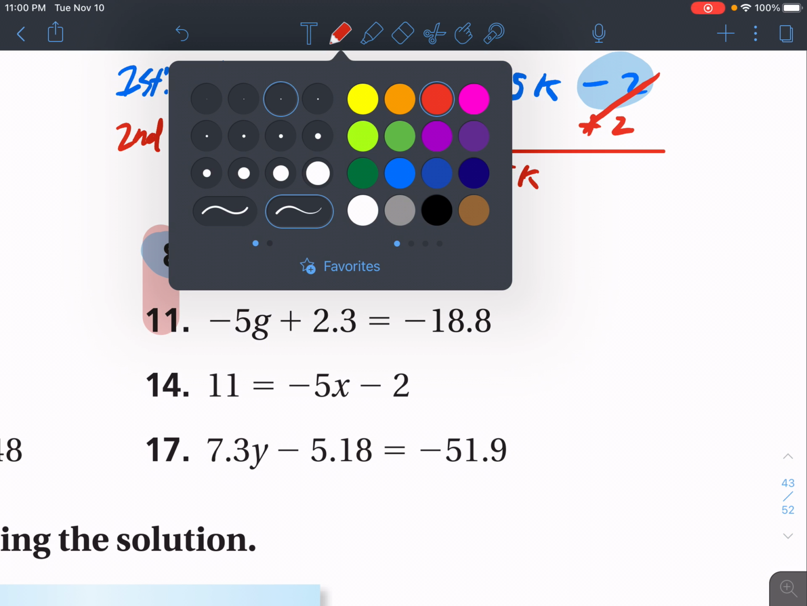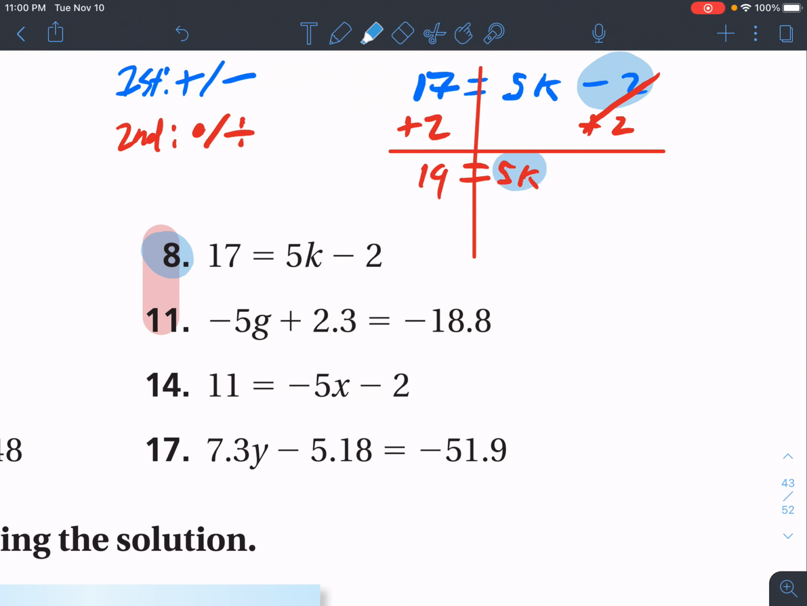Second step, we're going to multiply or divide. In this case, I have a number next to a letter. That means I'm multiplying, so I'm going to divide. I'm actually going to circle what we did. So we added, and now we're dividing. So we're going to divide by 5, divide by 5, cancels out here. Unfortunately, this is going to get us a fraction, so it's going to be 19 over 5. I'm not going to change that.